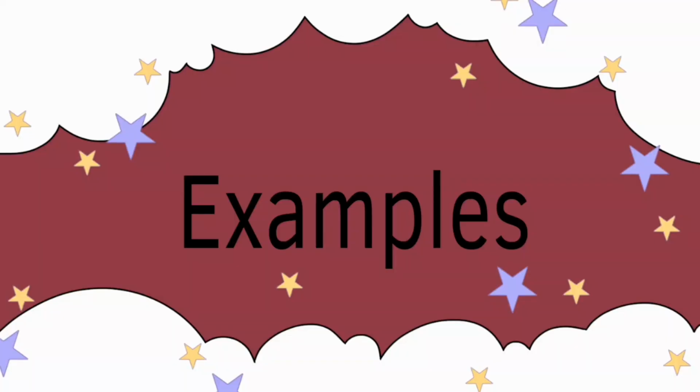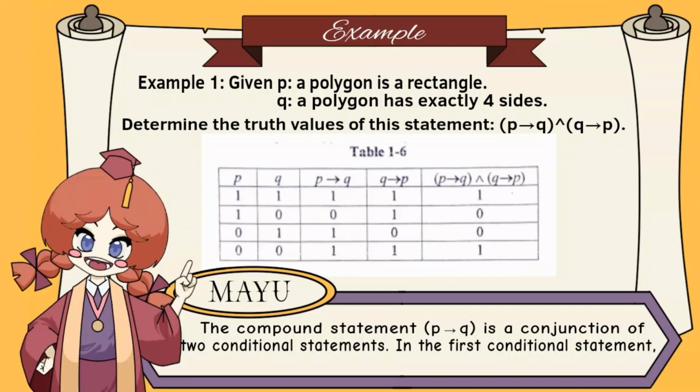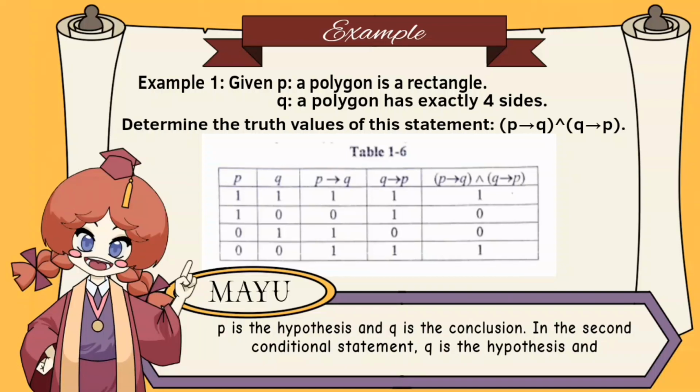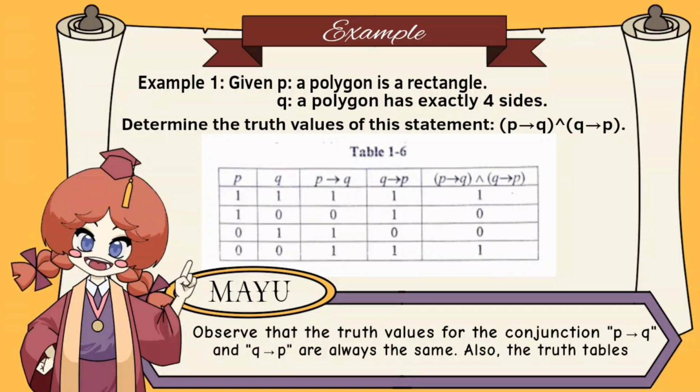For example, the compound statement P implies Q, and Q implies P, is a conjunction of two conditional statements. In the first conditional statement, P is the hypothesis and Q is the conclusion. In the second conditional statement, Q is the hypothesis and P is the conclusion. Observe that the truth values for the conjunction, P implies Q, and Q implies P, are always the same.